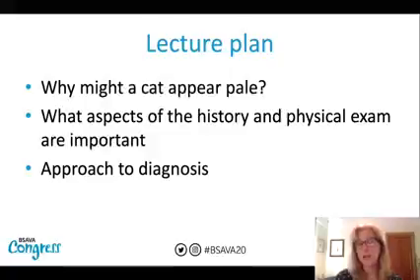So the plan for this short presentation is to talk about pallor in cats and to remind ourselves of what an appropriate list of differential diagnoses for pallor might include, and then to concentrate on aspects of the history and physical examination that allow us to further understand in an individual cat what is the cause of their pallor, and therefore hopefully to reach the correct diagnosis which is going to lead to the most appropriate treatment plan.